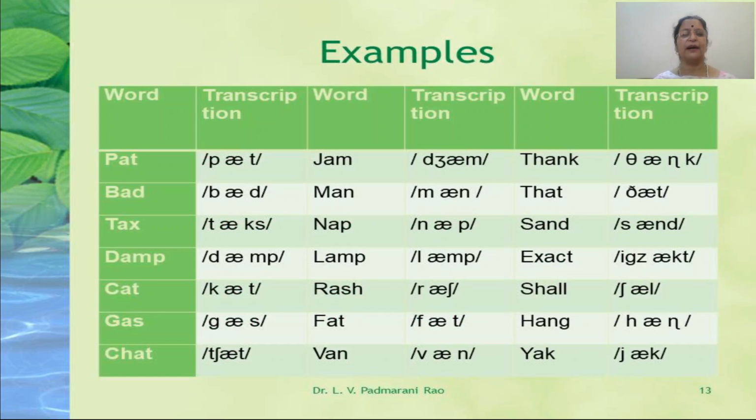The examples for the sound æ are PAT, pat, BAD, bad, TAX, tax, DAMP, damp, CAT, cat, GAS, gas, CHAT, chat, JAM, jam, MAN, man, NAP, nap, LAMP, lamp, RASH, rash, FAT, fat, VAN, van, THANK, thank, THAT, that, SAND, sand, EXACT, exact, SHALL, shall, HANG, hang, and YAK, yak.